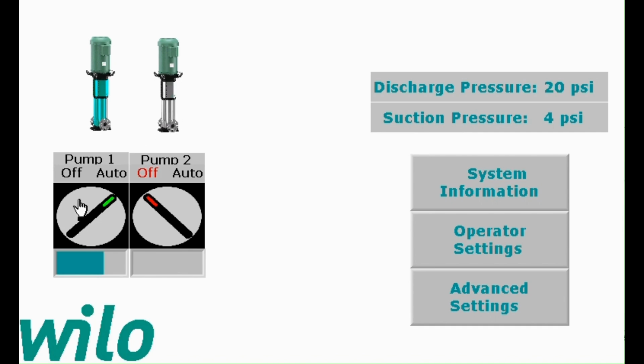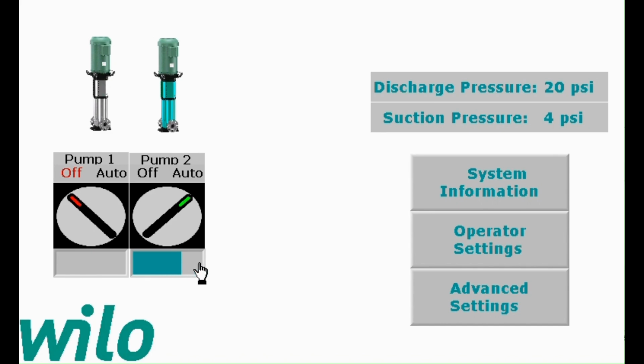Below the pump status icons are the off-auto switches. Pressing the switch will change the pump from an off status into auto. Taking a pump from auto to off when it's running will turn it off and bring on the other pump as required to meet demand of the system.